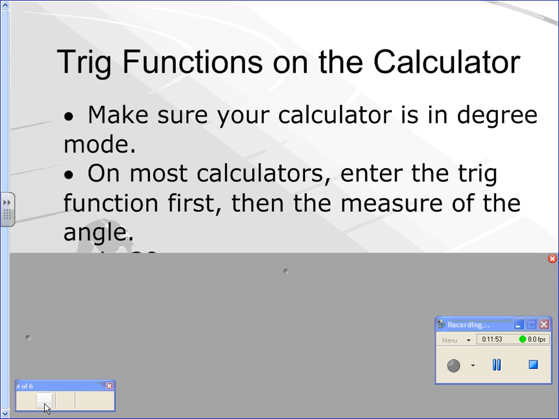All right. On most calculators, the way that you're going to use the calculator, you're going to put in sine, cosine, tangent, whatever, and then the angle. Okay? That's how it should work on most calculators. Yes. Let me see your calculator.